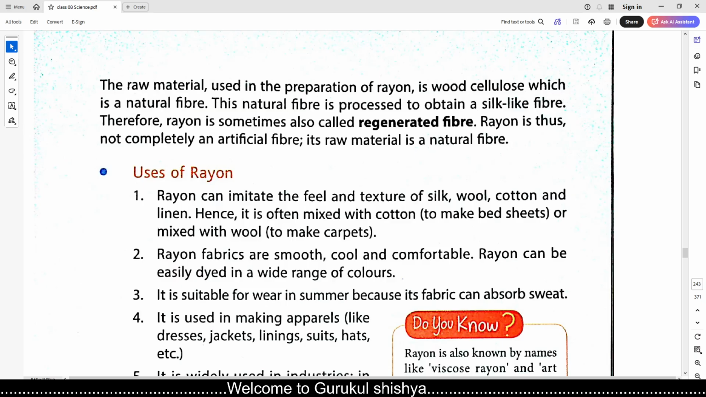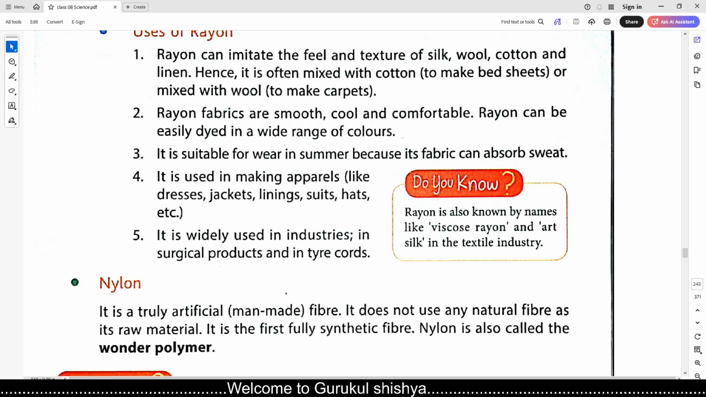It is used in making apparels like dresses, jackets, linings, suits, hats, etc. It is widely used in industries, in surgical products, and in tire cords. Do you know? Rayon is also known by names like viscose rayon and art silk in the textile industry.